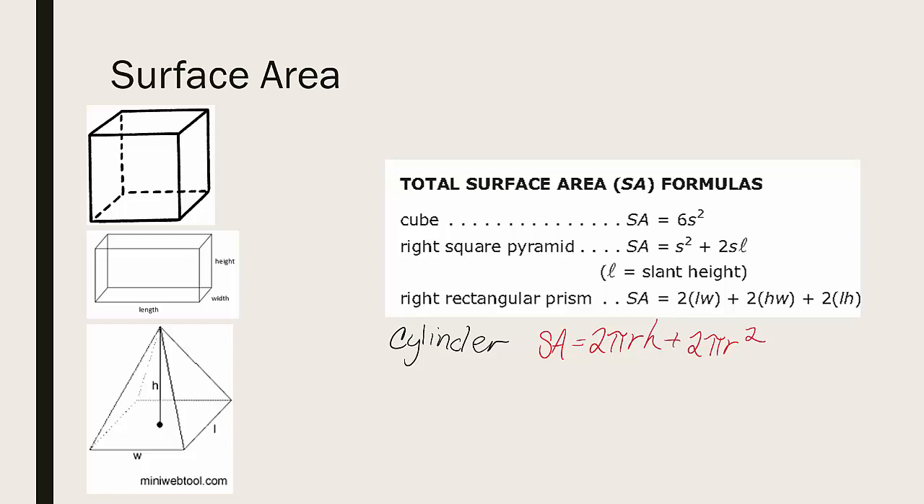All right, good. So we know that this guy's the cube. We knew that. This is the right rectangular prism, because prisms come in many shapes. And then this is the right square pyramid. Okay, this is a square pyramid because the base is a square.